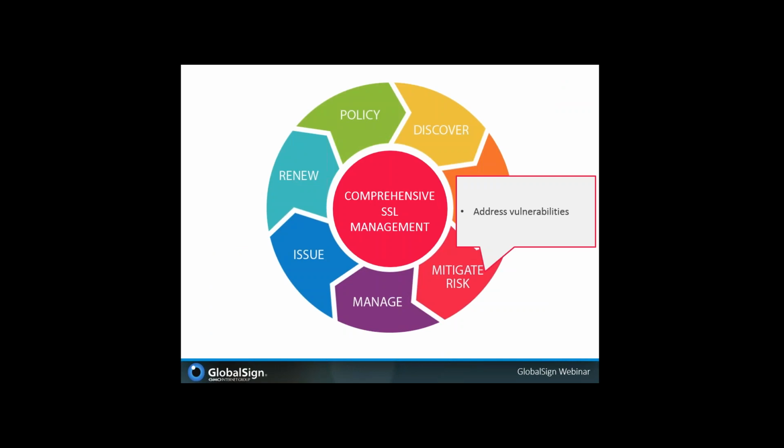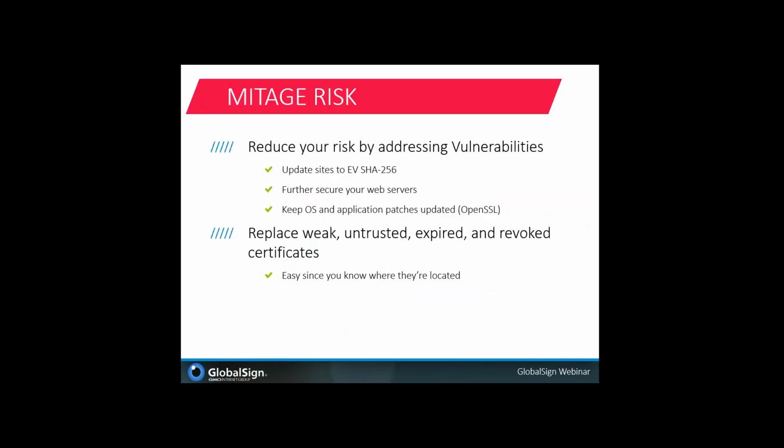So once you've identified your vulnerabilities, you need to mitigate your risk and take some action. You can reduce your risk by upgrading your sites to EV with SHA-256 certificates for the best browser experience, the green bar. But you also need to further secure your web servers: the cipher settings, the protocols, configuring forward secrecy, and so on, to reduce possible vulnerabilities in the future, similar to Freak, like I mentioned before. And you want to keep your operating system and applications all patched.